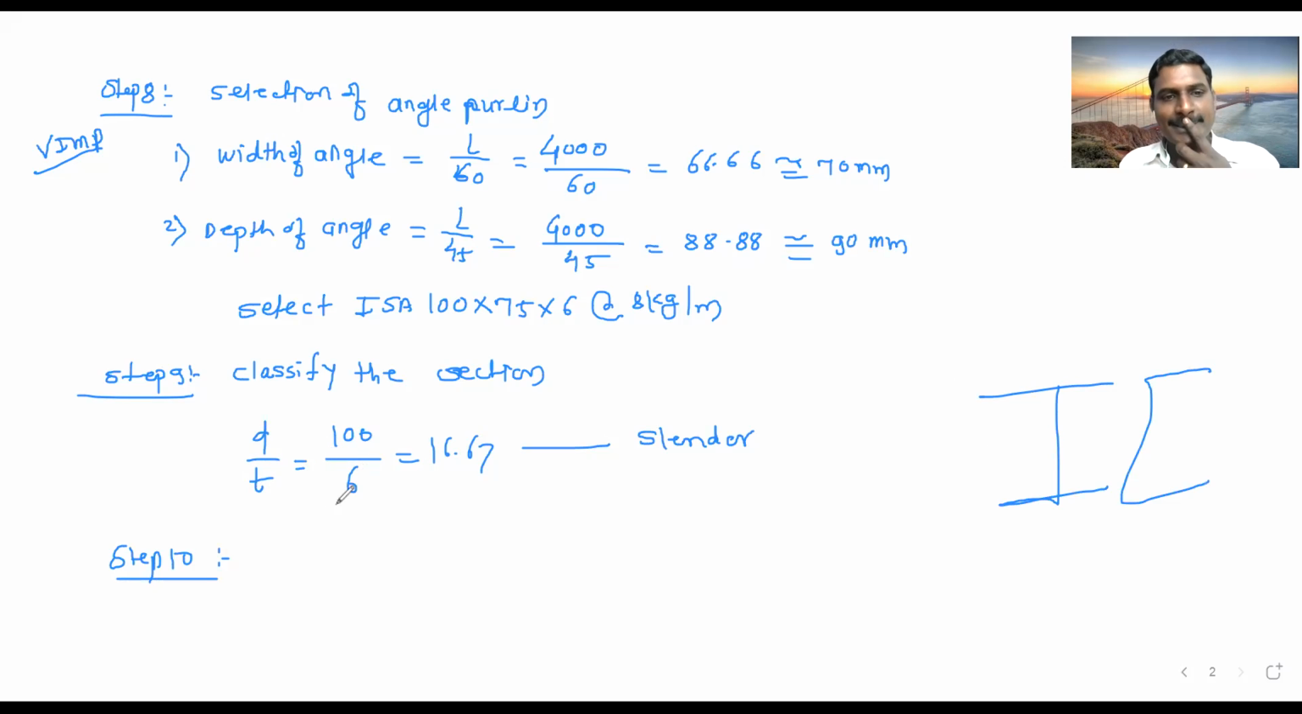For angle section only we can take d by 2 because depth is critical here. Web is not critical, whatever load is coming on this particular section. So this is the depth. Depth is critical. So here it is not required to calculate the web because web is not there. Only depth is there. So for angle only this we have to calculate.